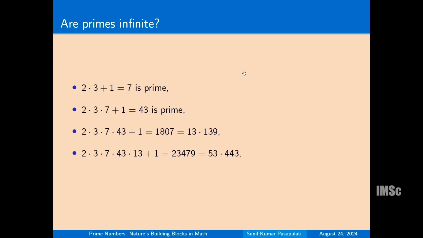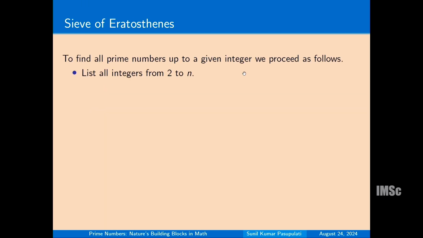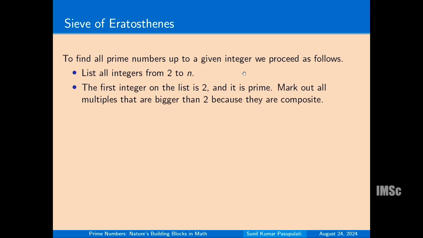So probably we'll see a bit easier way, that is called the sieve of Eratosthenes. What we do is, you list all the numbers from 2 to n. Then you take the first one, 2.